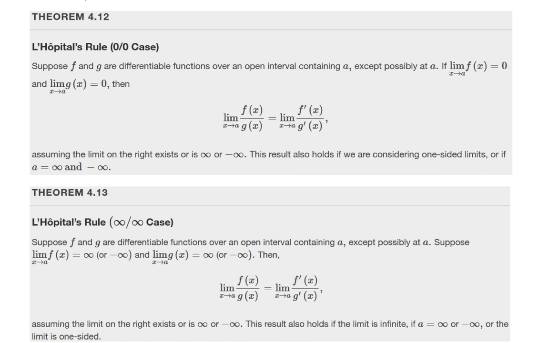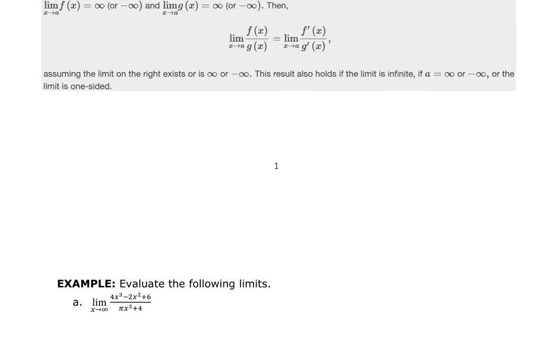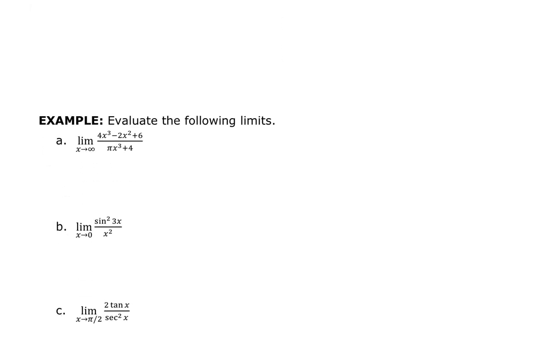What is L'Hopital's? L'Hopital's rule says, if we have the case where it's 0 over 0, or infinity over infinity, then all we have to do is take the derivative of the numerator separately from the derivative of the denominator, and then we can reevaluate. If we still end up with 0 over 0, or infinity over infinity, or negative infinity over negative infinity, then we can use L'Hopital's again until either we can do a direct substitution or we can no longer apply L'Hopital's. So we're going to use L'Hopital's to evaluate these limits.